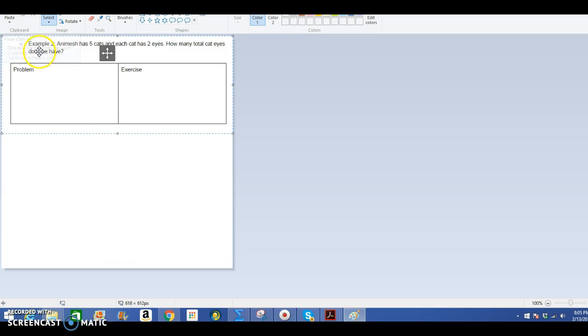Okay, so here we go again, and this time we've got Animesh, and he has 5 cats, and each cat has 2 eyes. How many total cat eyes does he have? So this is, as we like to think of it, you know, a word problem, right? But just because it's what we call a word problem doesn't mean it's a problem for all students, all right?